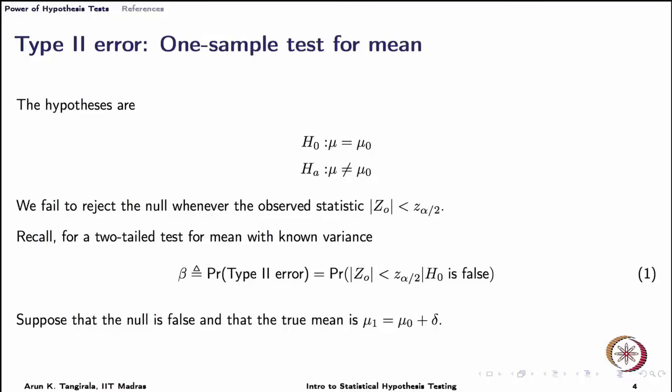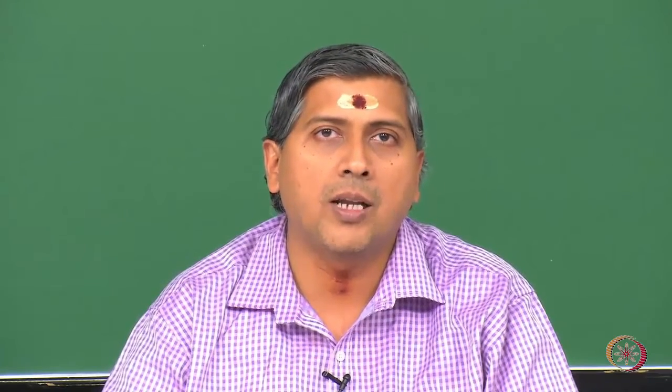Now, if you recall, for a two-tail test for mean with known variance, beta, which is the probability of type 2 error, is the probability of the observed statistic falling within the acceptable region even as H naught is false, because that is what essentially type 2 error is. We fail to reject H naught even as H naught is false. So, when do we fail to reject the null hypothesis? When the observed statistic falls in the acceptable region. When does the observed statistic fall in the acceptable region? When the magnitude of Z0 is less than Z alpha by 2. So, beta is the probability of such an occurrence.